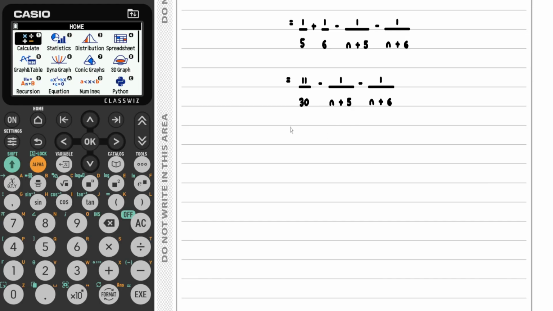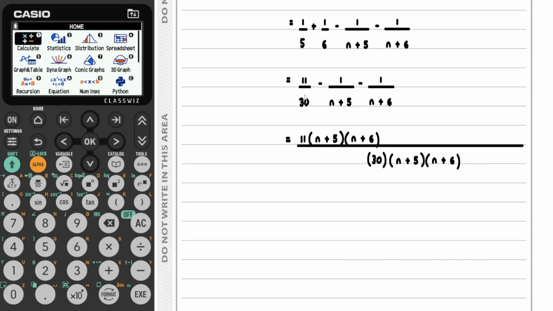What we have is a common denominator of 30(n+5)(n+6). And so this term we can rewrite as 11 times (n+5)(n+6). This term we can rewrite as negative 1 times 30 times (n+6). And this term we can rewrite as negative 1 times 30 times (n+5).